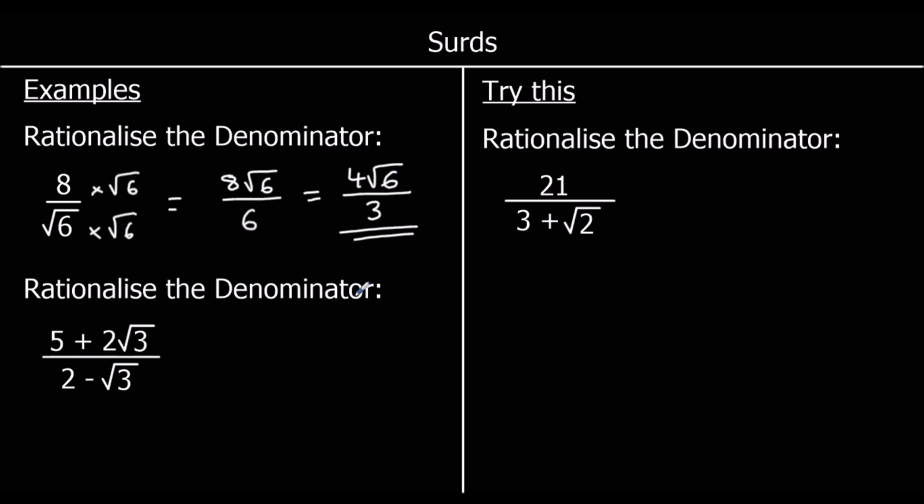The second question is more complicated. We've got 5 plus 2 root 3 on top and 2 minus root 3 on the bottom. In these cases, what we do is we multiply top and bottom by the same as the denominator, but with a different sign. So we're going to multiply top and bottom by 2 plus root 3. And doing this will cancel out the root 3 terms. And you'll see that when we do the expansion.